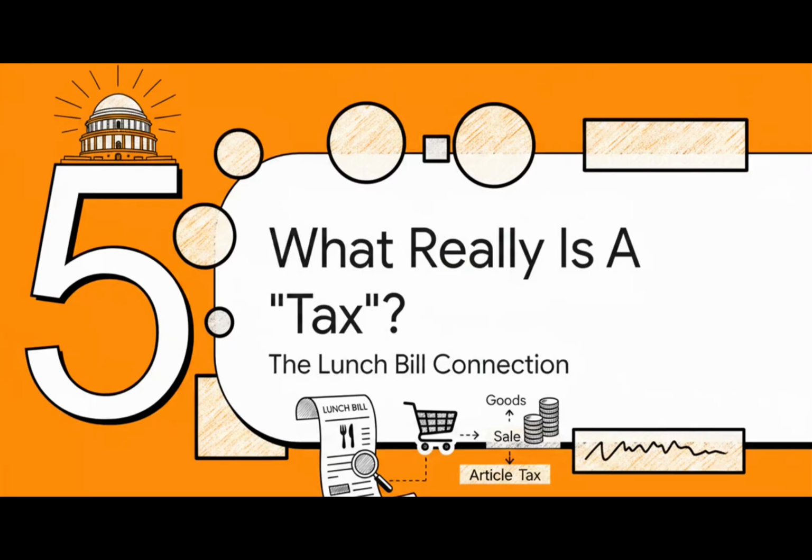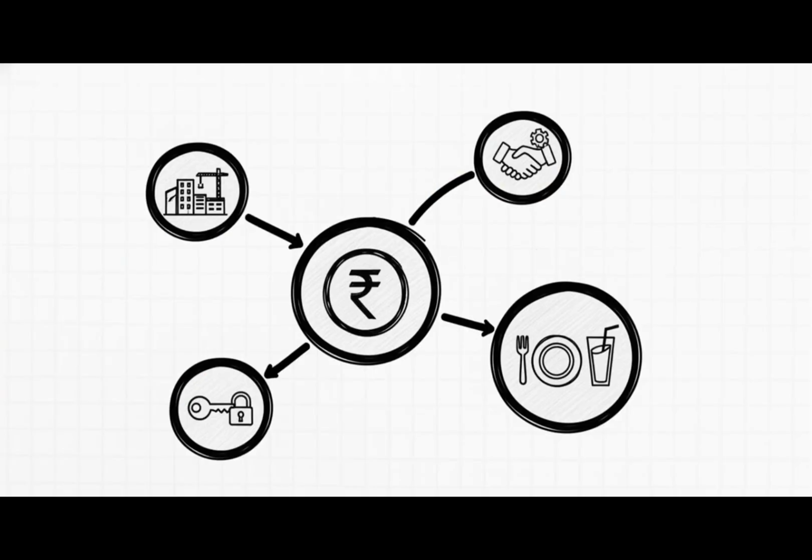And this, my friends, is how we get back to your lunch bill. This is where Article 366 gets really interesting. You'd think that defining a tax on the sale of goods would be easy. You buy something, you pay a tax. Simple. But oh no, the Constitution's definition is way more sophisticated, and it all comes down to what legally counts as a sale.